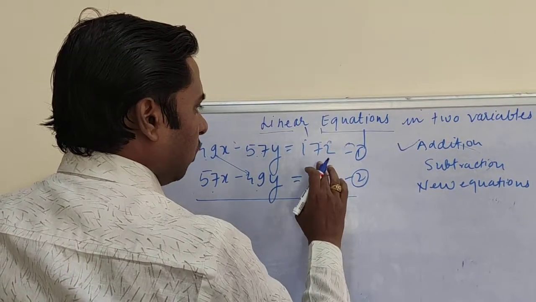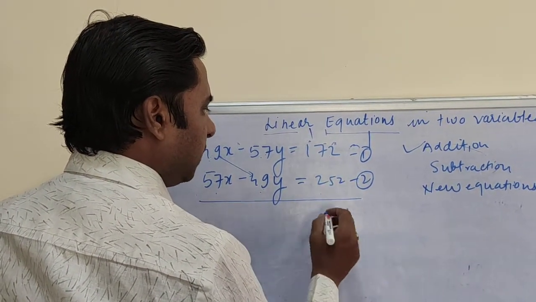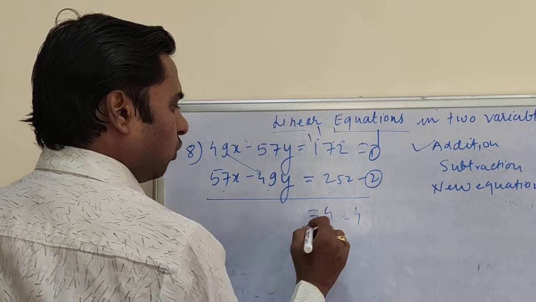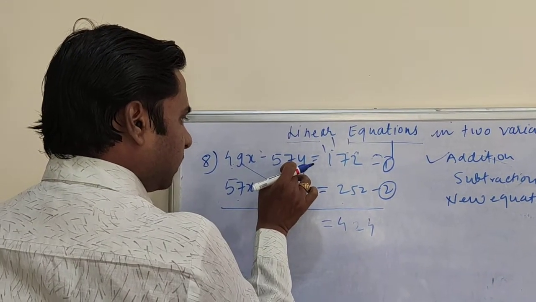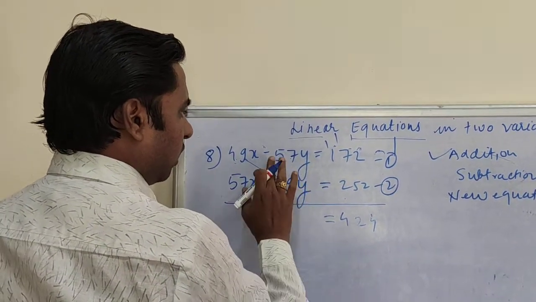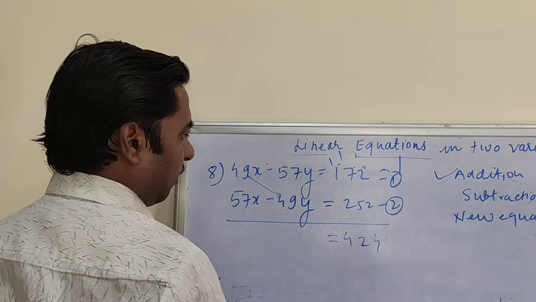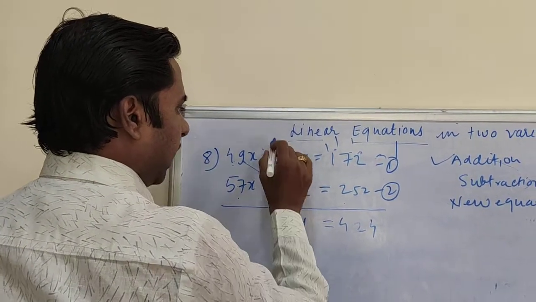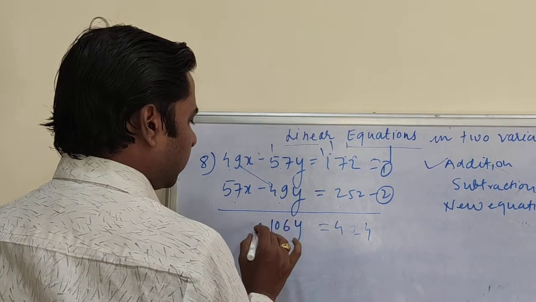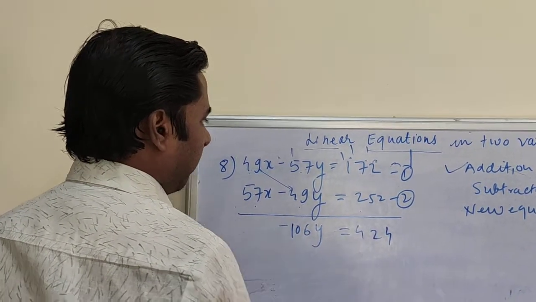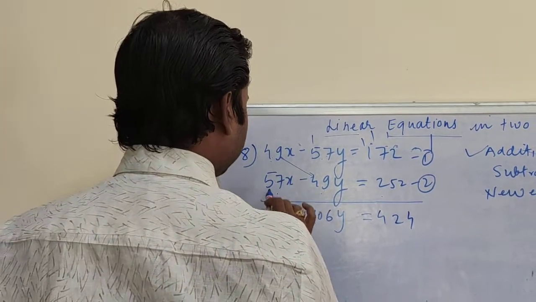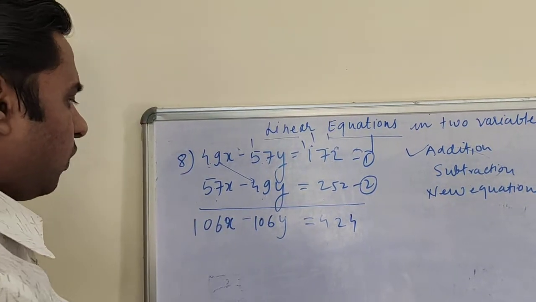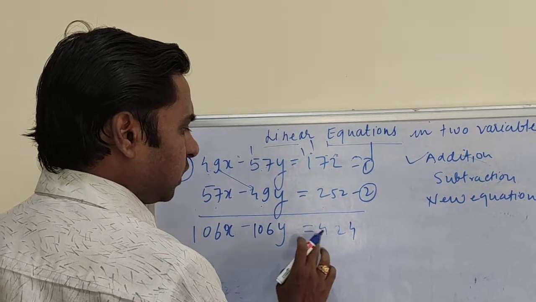So 2 plus 2, 4, 7 plus 5, 12, carry 1. Then 2 plus 1, 3, 3 plus 1, 4. Then 7 plus 9, this is 57 and 49, 7 plus 9, 16, carry 1, then this will be 10, 106. Then this will be again 106x. Now 106, 106 and 424.